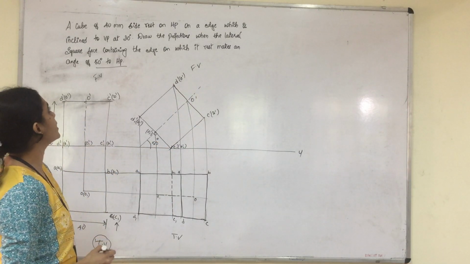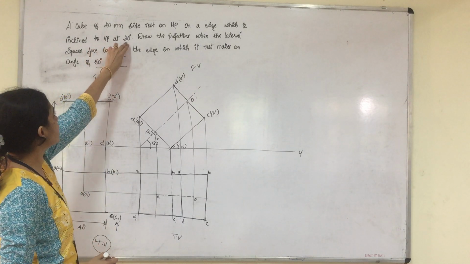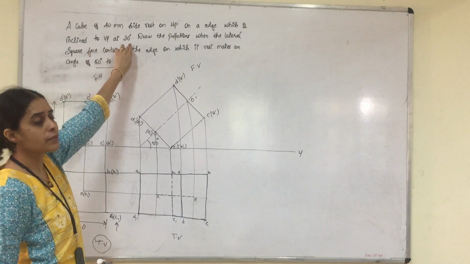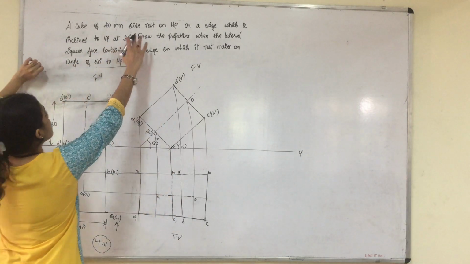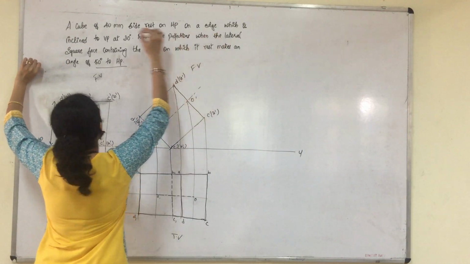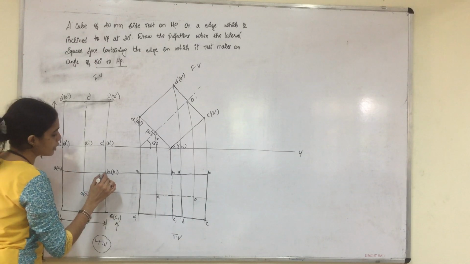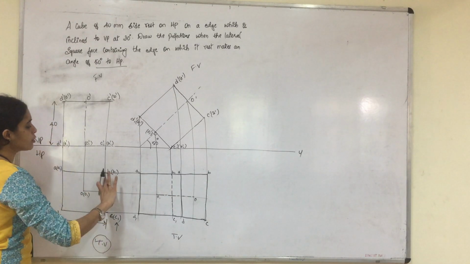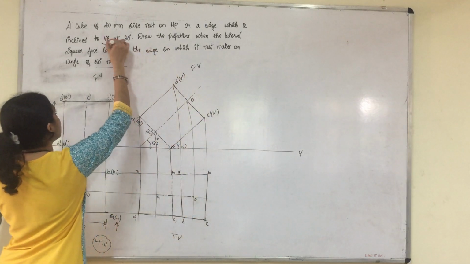So next, what is being told? See the inclination of VP. So VP inclination is 30 degrees. So we have to see whether the axis is inclined or the edge. It is telling the side which was resting on HP, the same side is inclined to VP also. So which is the side which was resting on HP? It is BC. So the same side is now inclined to VP at 30 degree.